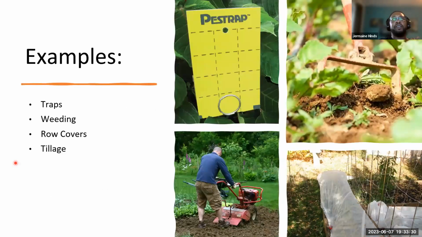So what are examples of physical controls? They include traps, like sticky traps, for example, which can intercept flying insects and take them out of the environment. You have weeding. Weeding involves physically destroying or taking out weeds or weed seedlings from the space. Row covers, in this case, can warm plants up and also keep insects from getting in. But with row covers, you have to remove them to allow pollination. There's also tillage, so breaking up the soil to kill weeds or aerating the soil to kill any soil-borne pathogens.